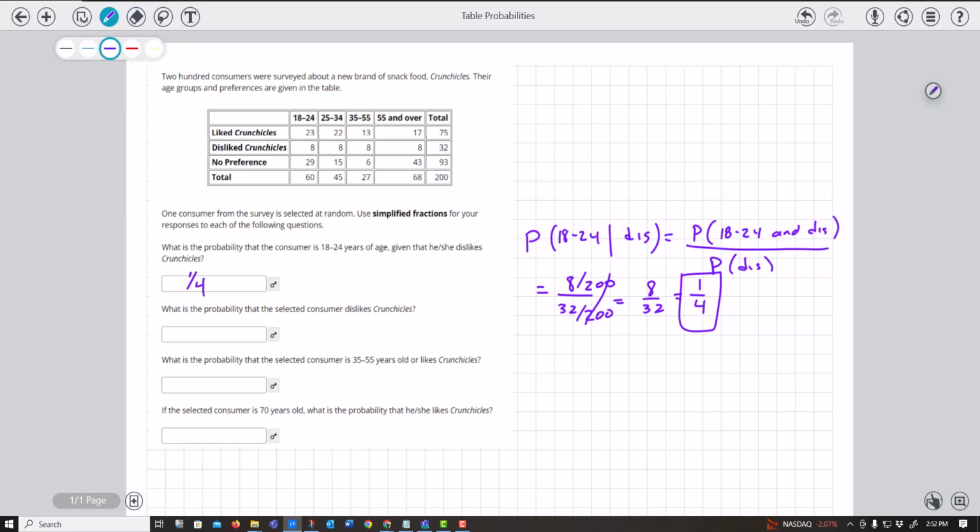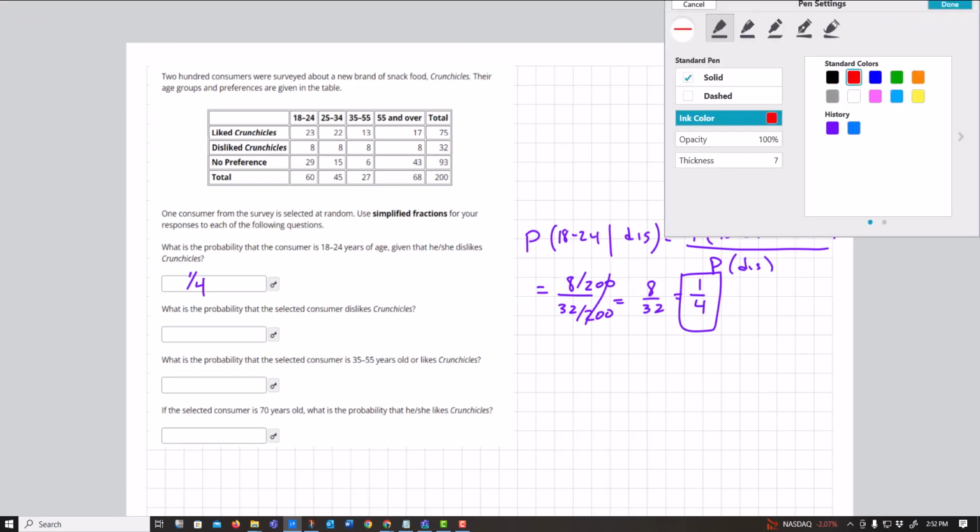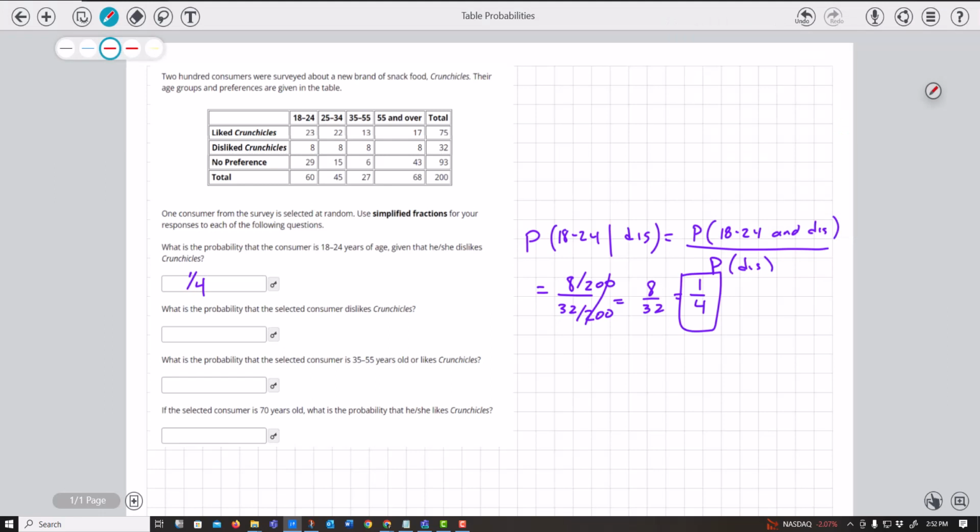All right, what's the probability that a selected customer dislikes crunchies? Let's get another color going here. So the probability they dislike, I think would just be the 32 out of the total 200. I saw that I could divide both of these by 4, so I reduced and got 8 over 50. And then I can still reduce that by 2 and get 4 over 25. So all I'm doing is simply reducing the fraction.